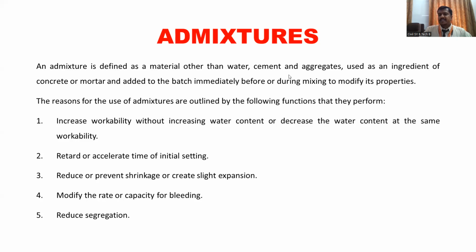Okay, so it is the material other than your water, your cement, your aggregates, and this material you are going to use in your concrete to enhance the property of your concrete mix. It may be the workability, to improve the property of your concrete. It may be the workability in its fresh stage, or it will be the strength in its hardened stage. So to modify or to improve the properties of the concrete, we are using some material other than your cement, your aggregates, and your water. And that material you call the admixture.